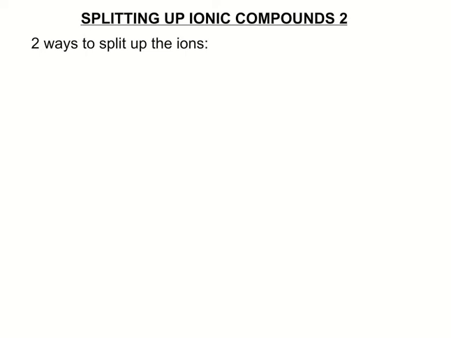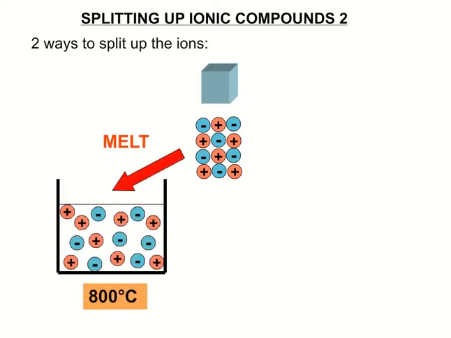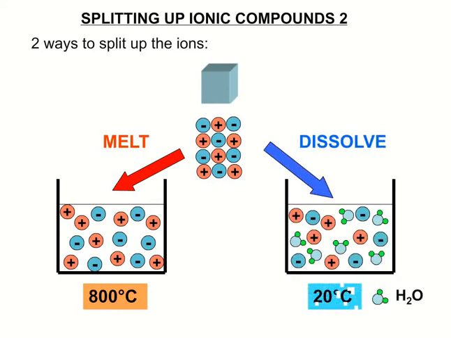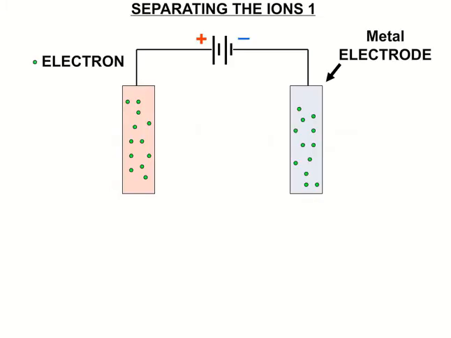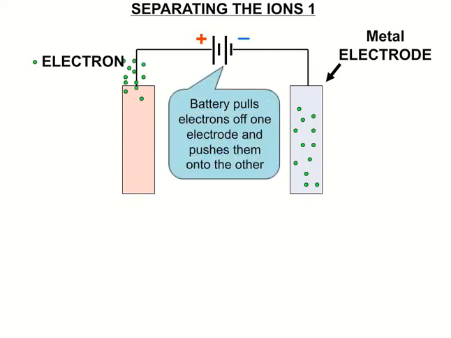There are two ways to split up ionic compounds into ions: melting, at 800 degrees Celsius for sodium chloride, or dissolving in water at 20 degrees Celsius. Separating the ions uses electrons and metal electrodes. See, this is how a battery pulls electrons off one electrode and pushes them into the other electrode.